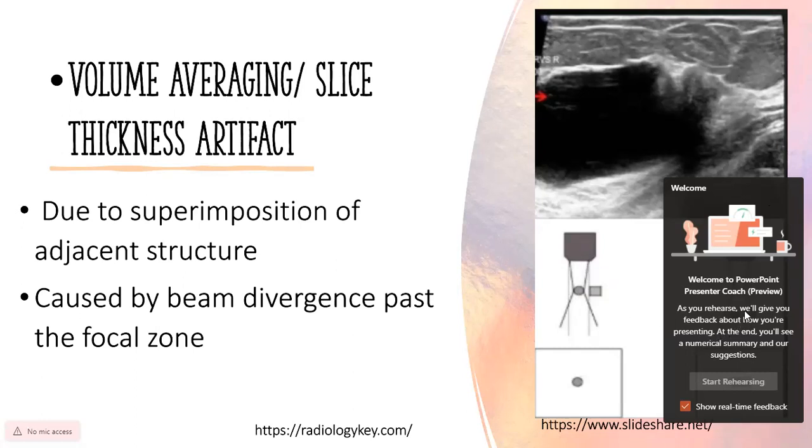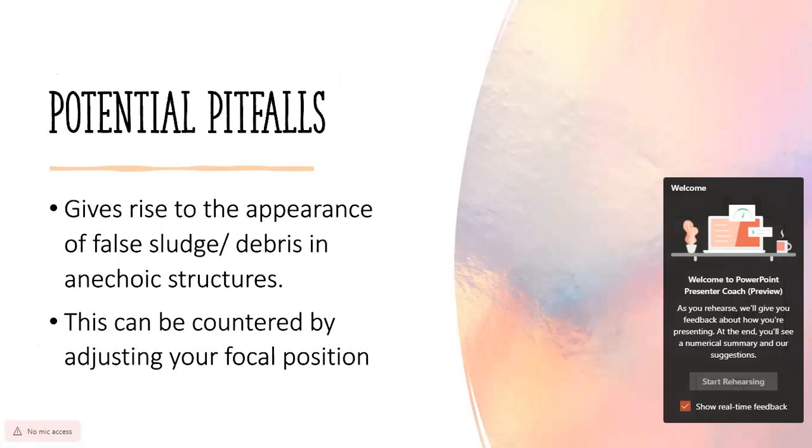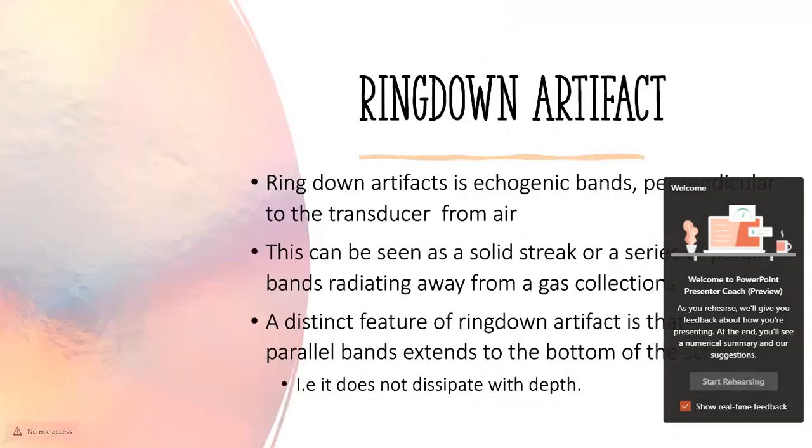If we look at the next image, the two structures are both past the focal zone and both appear to be superimposed on each other. So they have the appearance of being one structure. And it causes, again, these artifacts within a cystic structure. This may give rise to the appearance of sludge or debris within an anechoic structure. And this can be countered by adjusting your focal position.